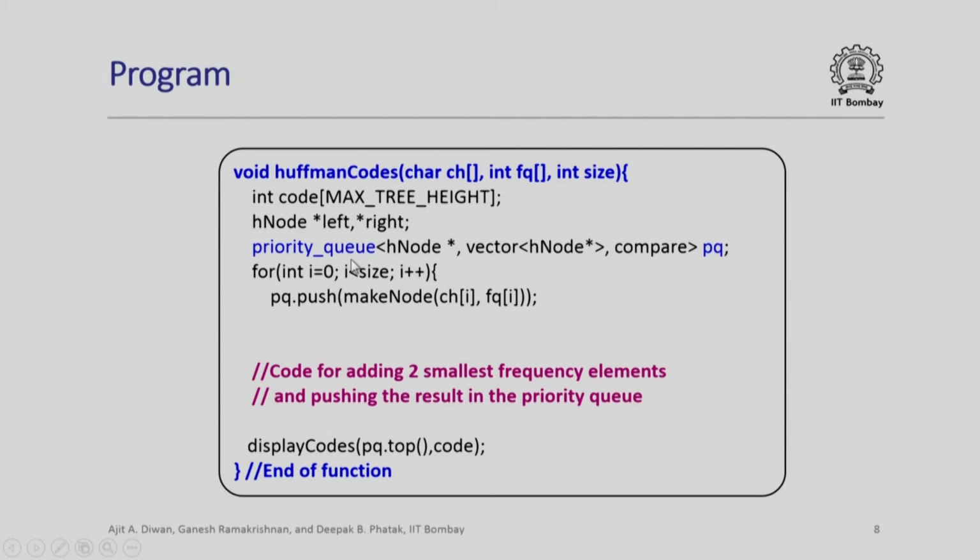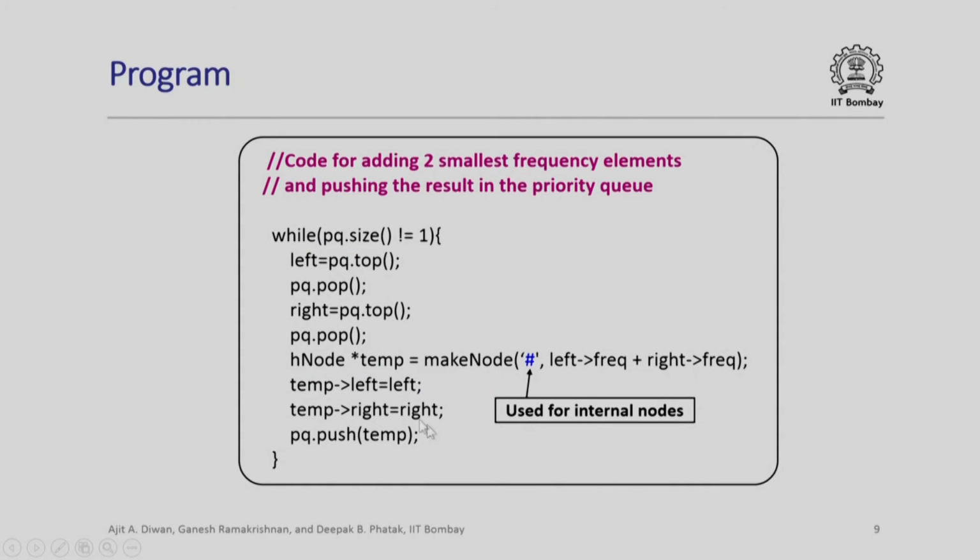We define a priority queue, which for our example we have called PQ. Then we push onto this PQ all the characters and frequencies that we have received. Next, we will need to write code for adding two smallest frequency elements and pushing the result back into the priority queue. So, let us look at that code now. First, code for adding two smallest frequency elements and pushing it back.